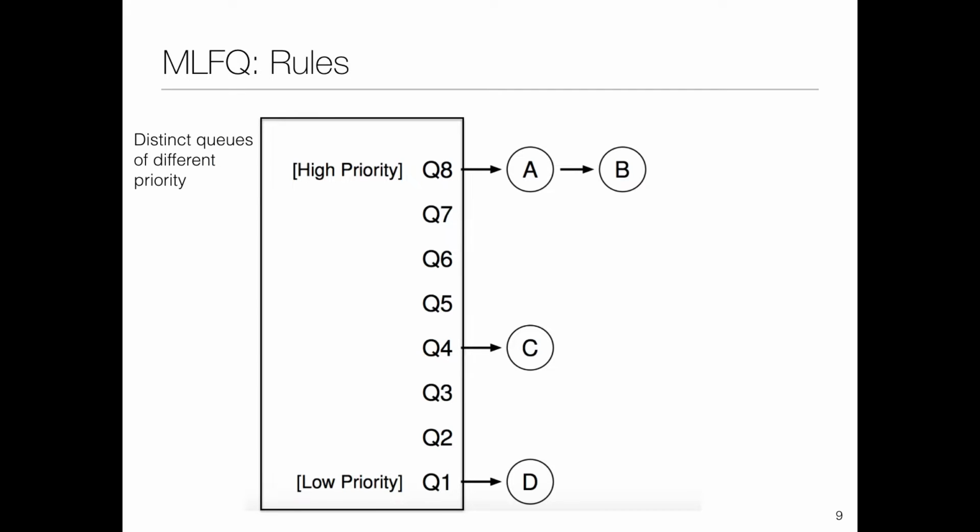So the first rule which we have in this proposal is that, let's say we have a process A in a higher priority queue, let's say it's in Q8, versus a process C which is lower in priority. Let's say it's in Q4. So A will be executing before C because it's higher priority.